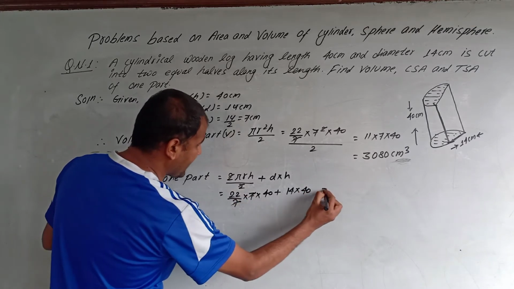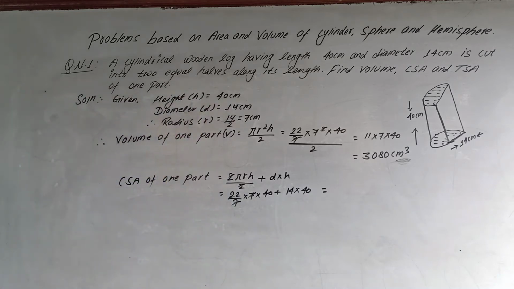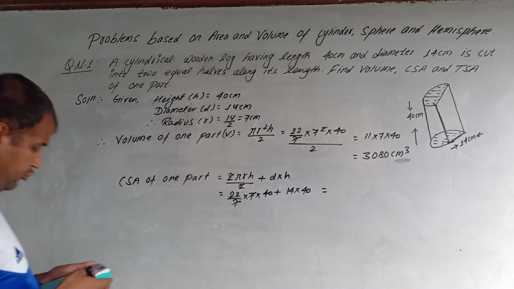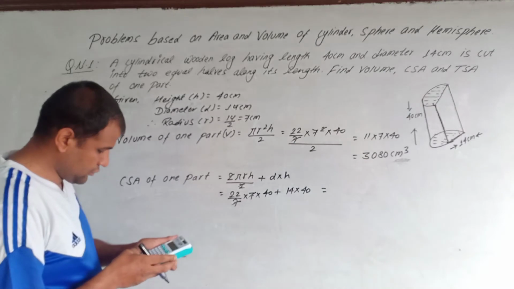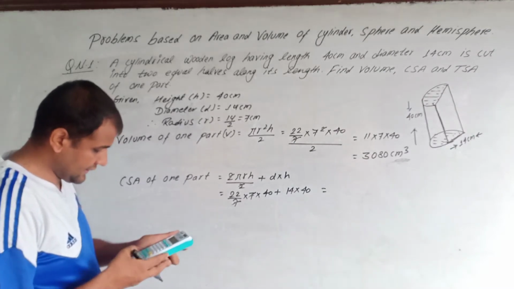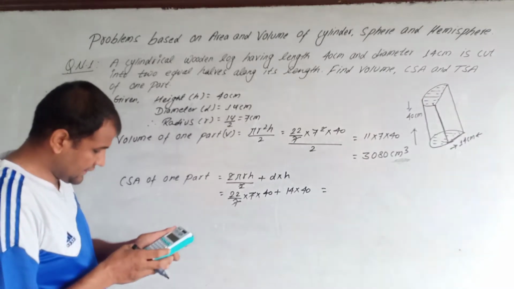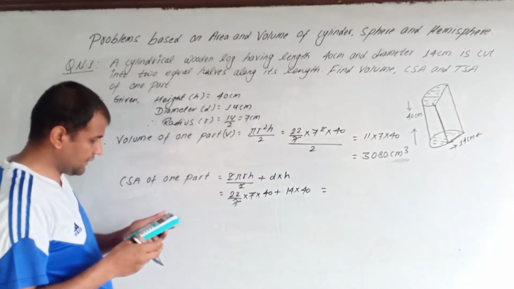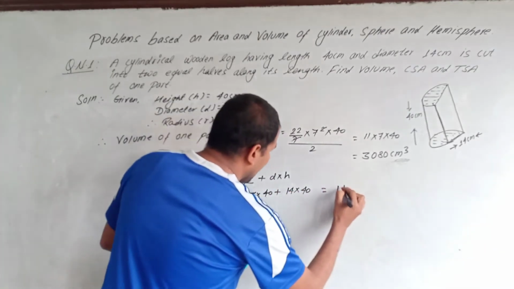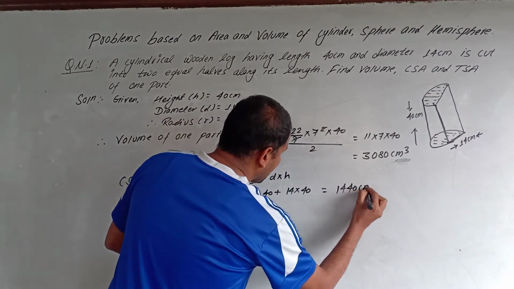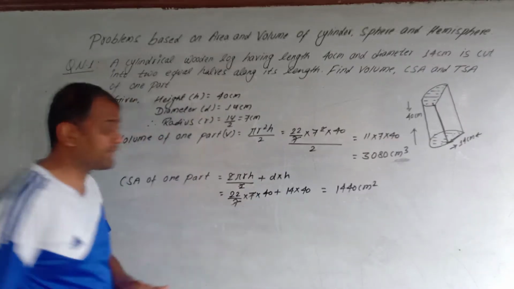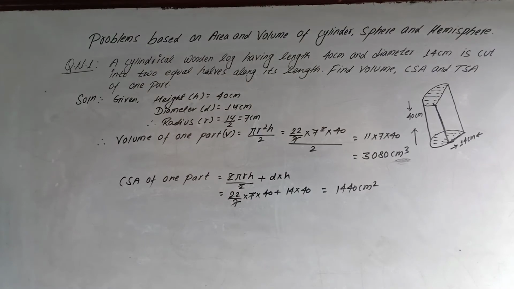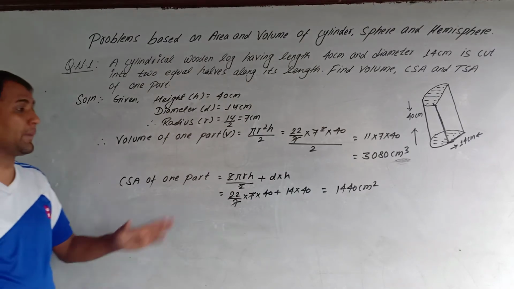So we get 22 into 40 plus 14 into 40, that is equal to 1440 centimeters square, the curved surface area of one part.